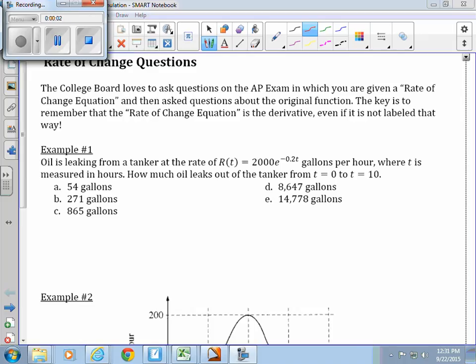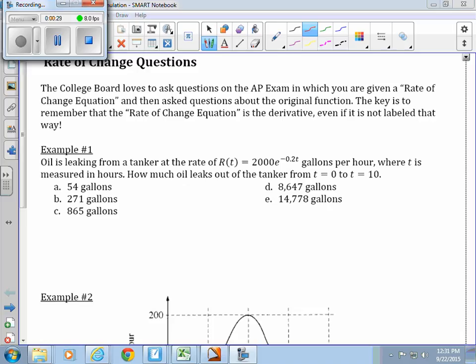Okay, one of AP's favorite question types is rate of change problems, where they give you the rate of change or the derivative and ask you questions about that. Some of those involve integration, others involve other things. So this is one of their favorite types. It is so big on the AP exam that I'm going to spend a whole day teaching this particular application problem because they ask it so much.